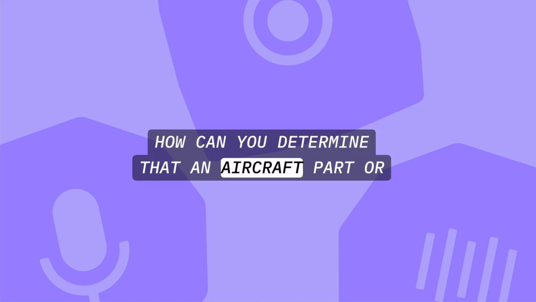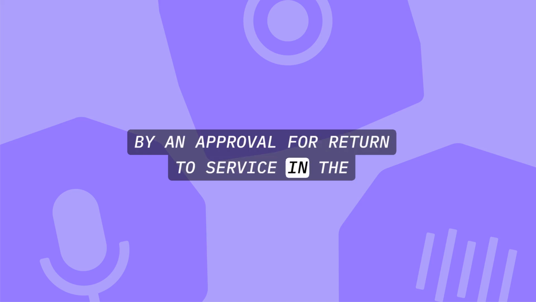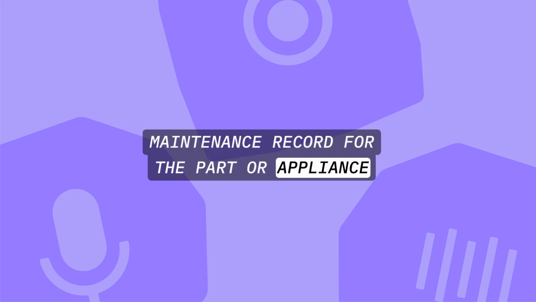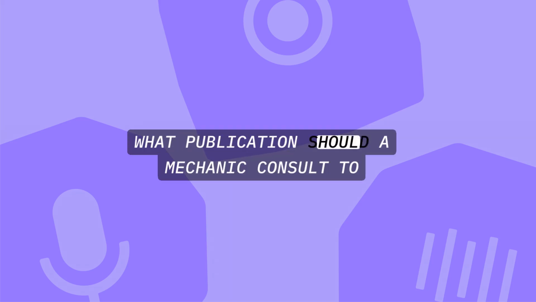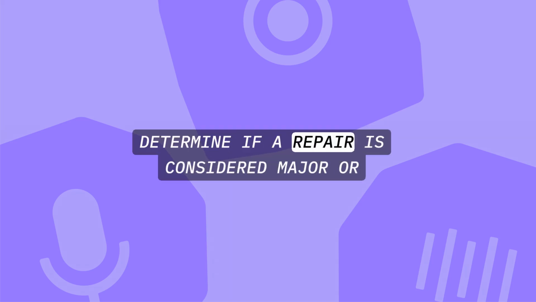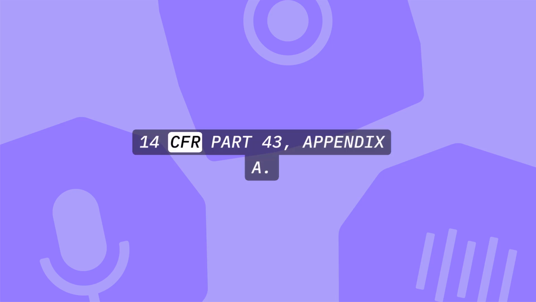How can you determine that an aircraft part or appliance you receive is serviceable? By an approval for return to service in the maintenance record for the part or appliance with a completed Form 337. What publication should a mechanic consult to determine if a repair is considered major or minor? 14 CFR Part 43 Appendix A.